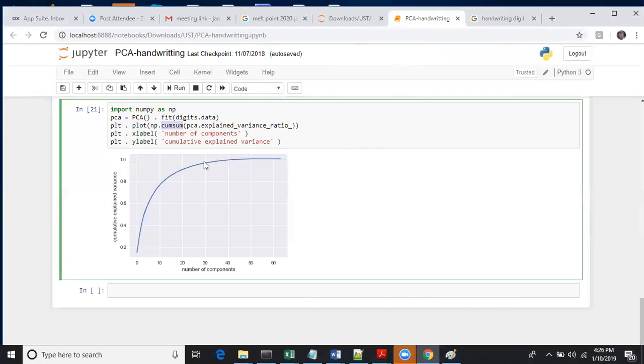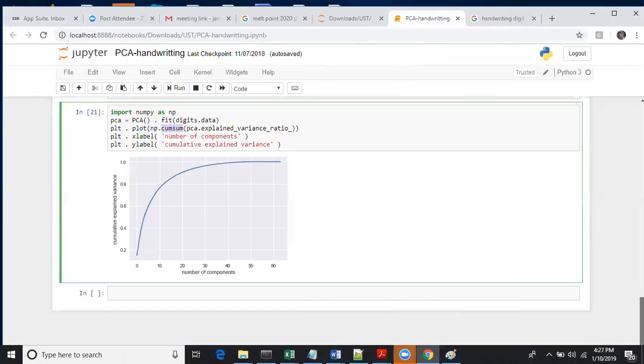Understood? Yes. So then here we can decide. We cannot take 2 components for this kind of problem, because we are going to lose a lot of data. So you might take 20 or 30, out of 64, 30 components to get 98% of the data.